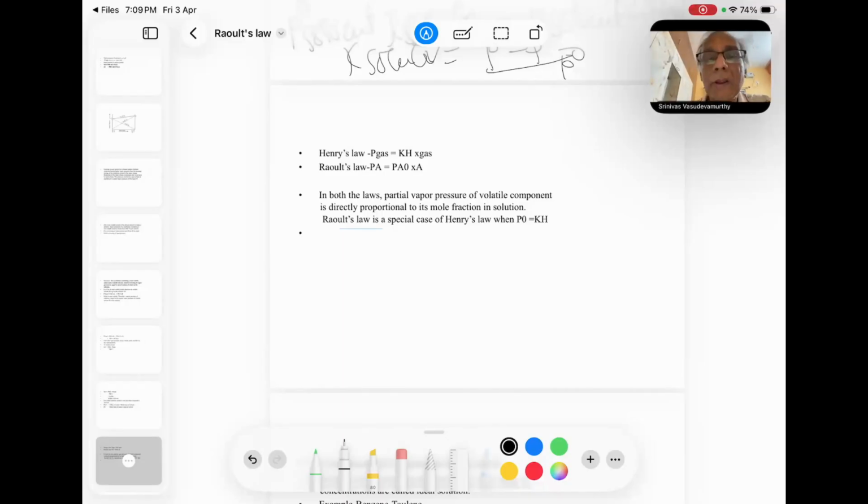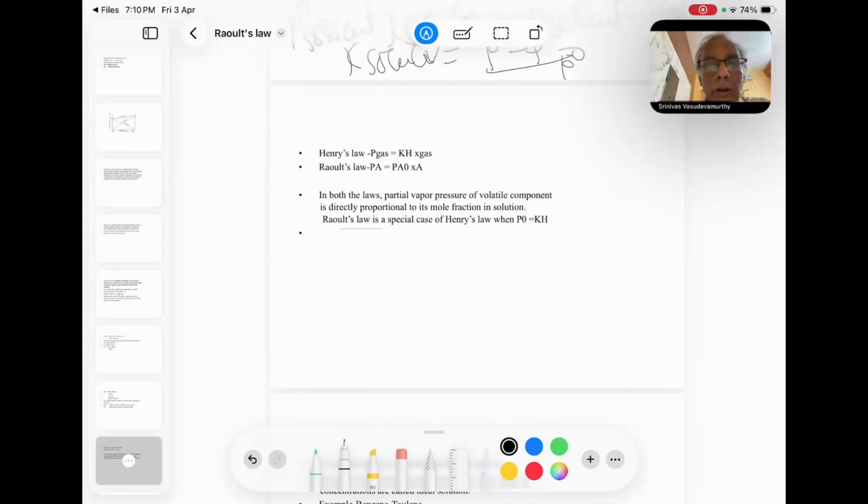Raoult's law, for a solution containing two or more volatile solvents: Pa equals P naught A into the mole fraction of A. Pa is the vapor pressure of A in the solution AB, P naught A is the vapor pressure of pure solvent A, and Chi A is the mole fraction of solvent A in the solution AB. So Henry's law: P gas equals Henry's law constant Kh into the mole fraction of gas. Raoult's law: Pa equals P naught A into the mole fraction of A. Right?